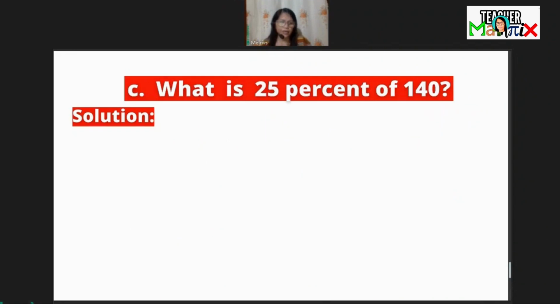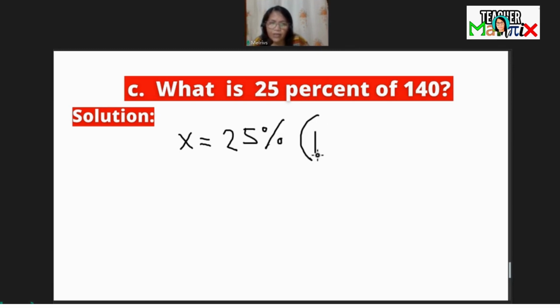Let me choose black ink. So what is 25% of 140? Let's write: what, that's letter x. Then it should be written with an equal sign. And then 25% of 140.